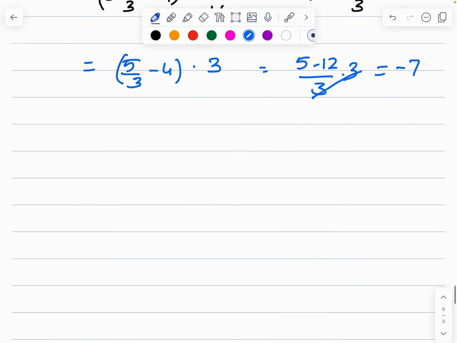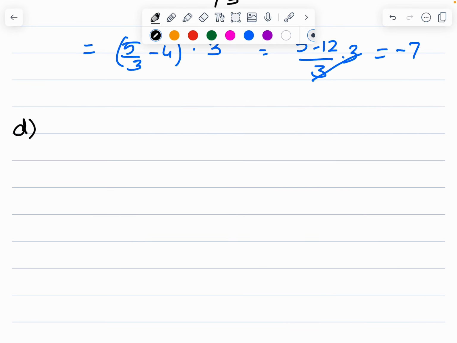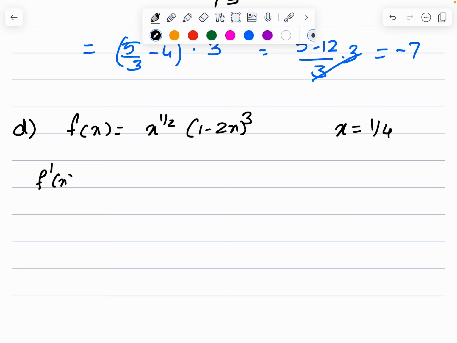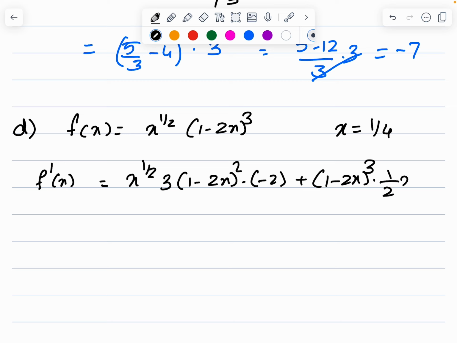So the answer is going to be negative 7. Coming to part D of these kind of questions, then we'll go to the next model. f of x equals x to the power of 1 upon 2, times (1 minus 2x) whole cube, at x equals 1 upon 4. So f prime of x: x power 1 upon 2 as it is, 3 times (1 minus 2x) whole square times negative 2, plus (1 minus 2x) whole cube as it is, times 1 upon 2, x power 1 upon 2 minus 1, which is minus 1 upon 2.